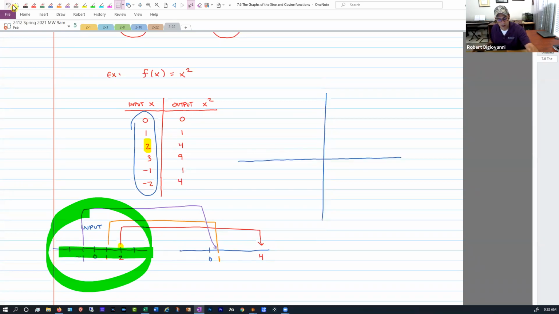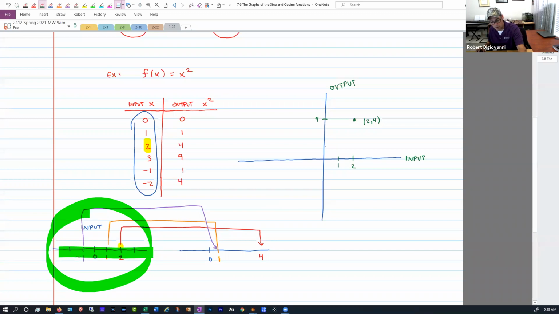So what we have now is that this is our input and this is our output, right? So if we want to say what happened to the number 2, well, where did the number 2 go? It went to the number 4, so I go up here to 4 and I represent it with a point, right? So your input is 2 and your output is 4. So it's like an ordered pair, (2, 4), a point. And we can do that for all of these.